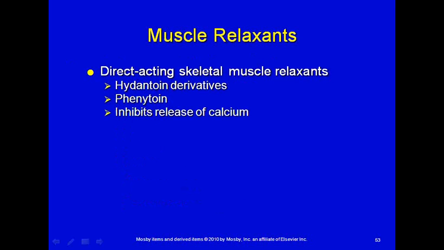Direct-acting skeletal muscle relaxants work directly on the muscle rather than alleviating the pain. They are your hydantoin derivatives like phenytoin, which inhibits the release of calcium. When calcium moves into the muscle cell, it causes a prolonged contraction of that muscle cell. So these direct-acting skeletal muscle relaxants like phenytoin inhibit the release of calcium into the cell.